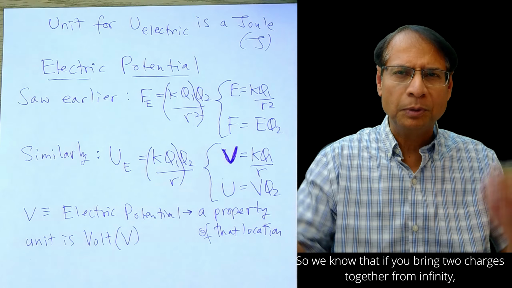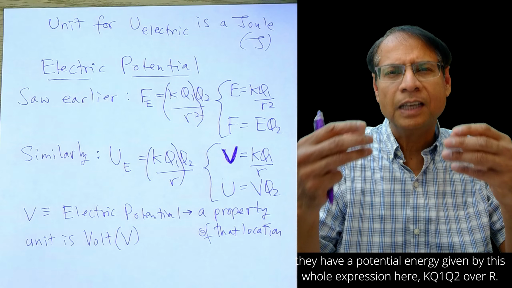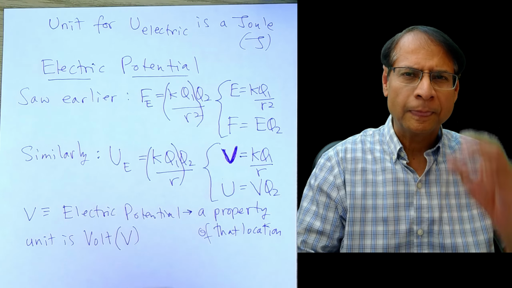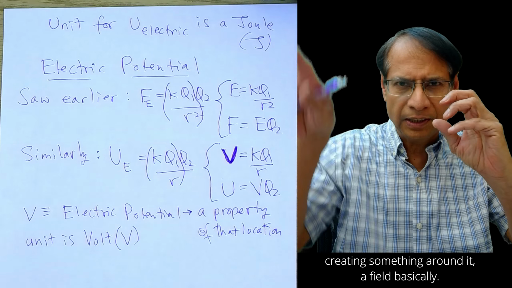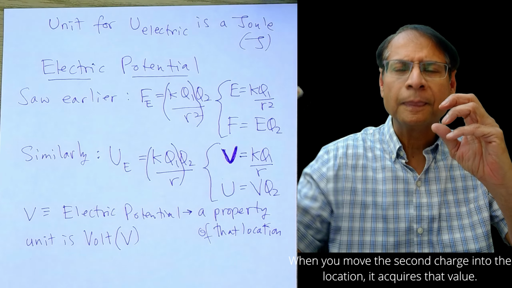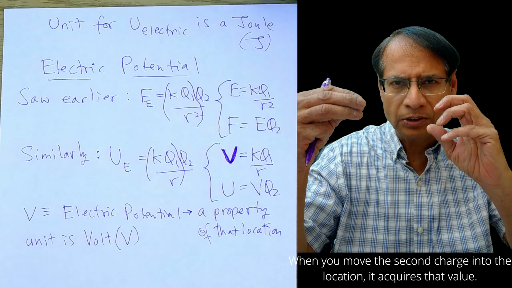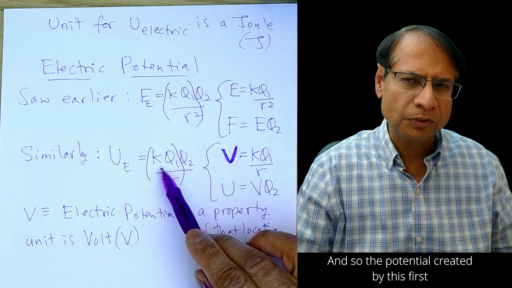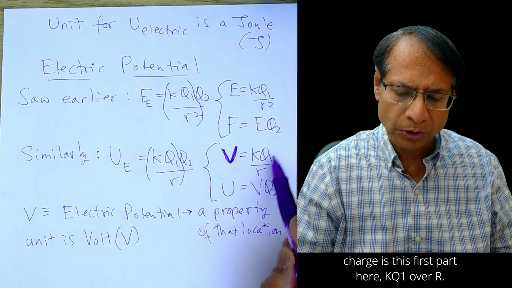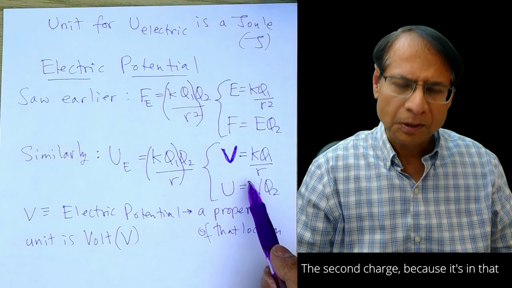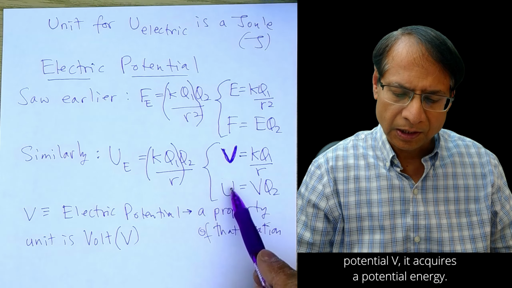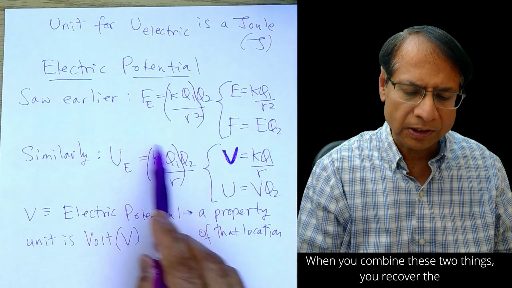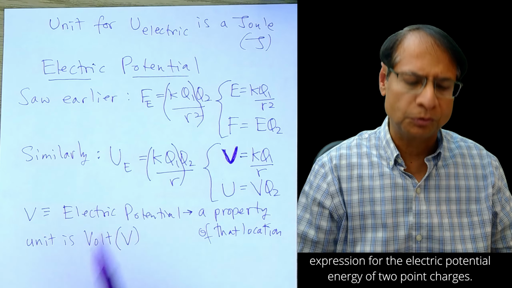We know that if you bring two charges together from infinity, they have a potential energy given by this whole expression here, K Q1 Q2 over R. You can think of the first charge as creating something around it, a field basically. When you move the second charge into the location, it acquires that value. So the potential created by this first charge is this first part here, K Q1 over R. The second charge, because it's in that potential V, acquires a potential energy. When you combine these two things, you recover the expression for the electric potential energy of two point charges.